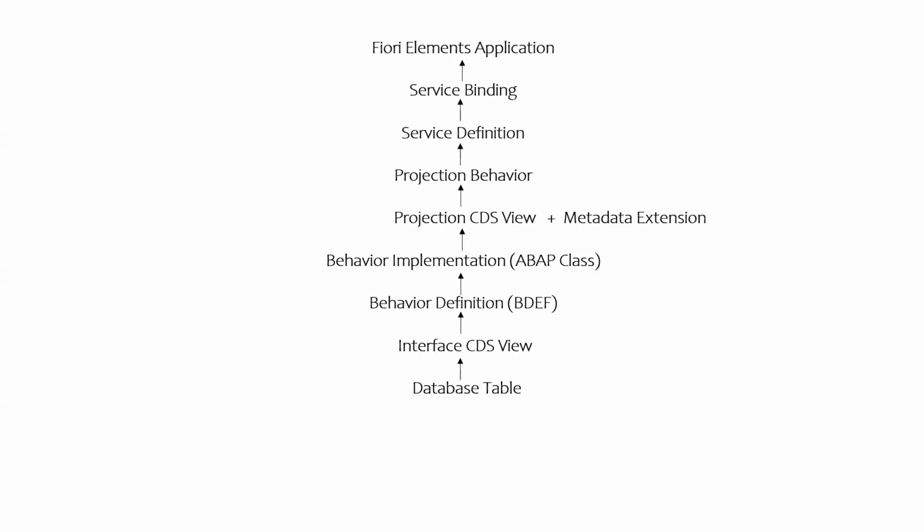So these are the overall steps to implement the RAP application. It starts with database table and ends with the service binding. After we publish the service binding, it will show the preview of our application as we discussed earlier. So this is the overall picture about RAP architecture.